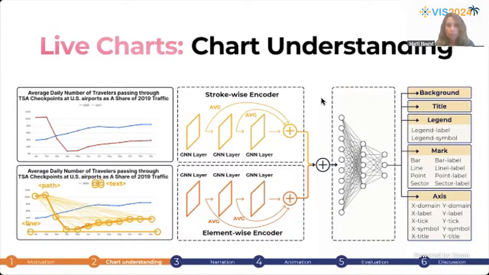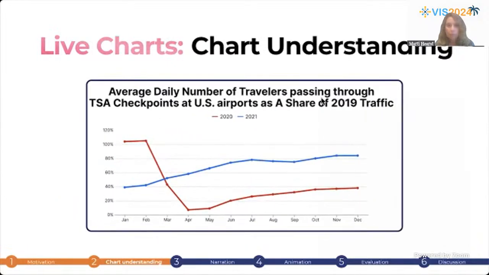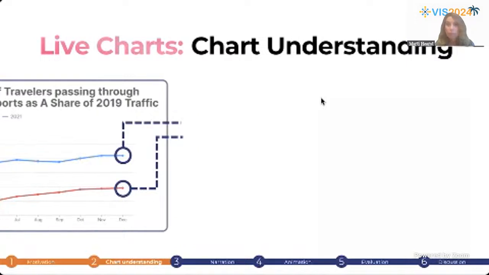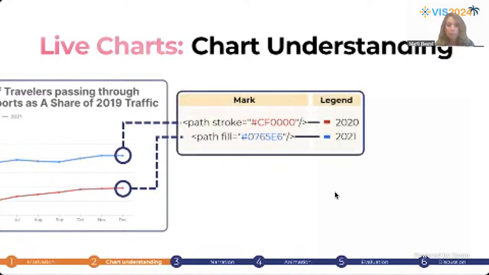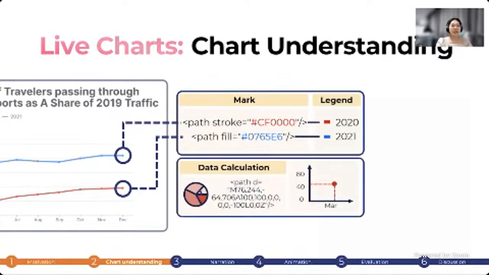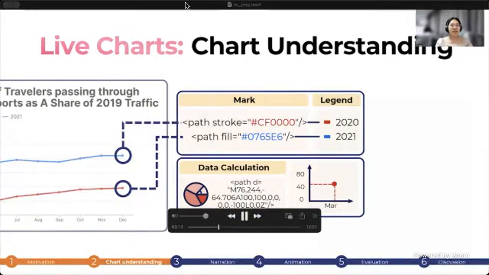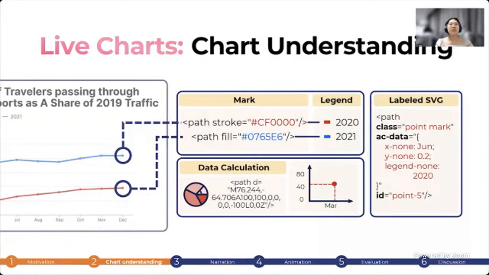And after that, we need to calculate the data. We first need to know the legend data by matching with the legend, and then we need to calculate the x data and y data for line charts and bar charts, and the pie chart is another condition. After these things, we will get a labeled SVG, a new SVG including class, accurate data, and ID.